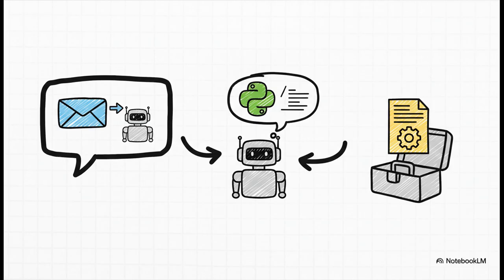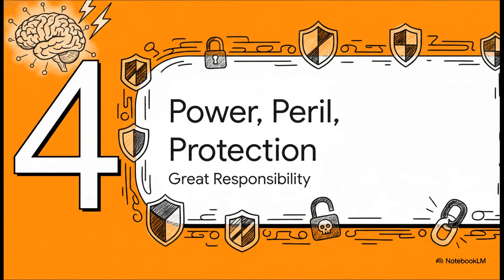Now, this is where things get really, really powerful. If a skill you need doesn't exist, you can just ask the agent to create it. You can literally tell it, hey, write a Python script to send emails from my Gmail, and it will generate the code, create the skill file, and add that new skill to its own toolkit. It's incredible.